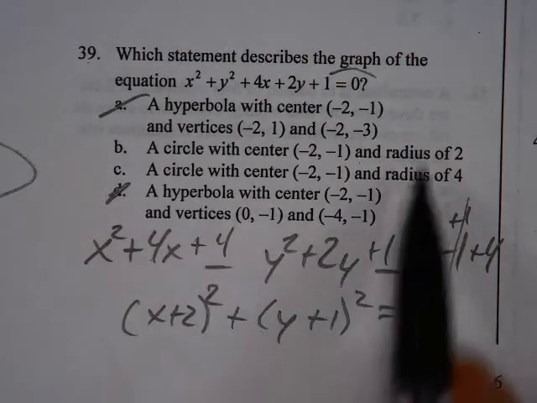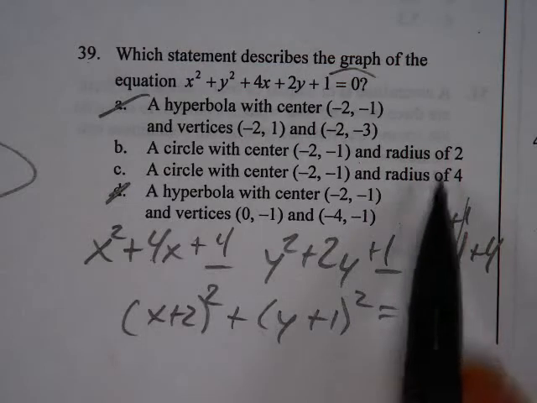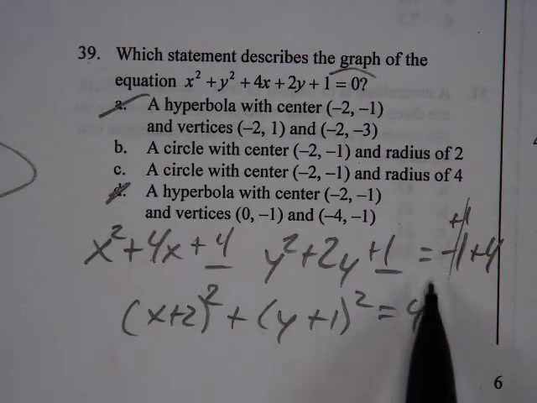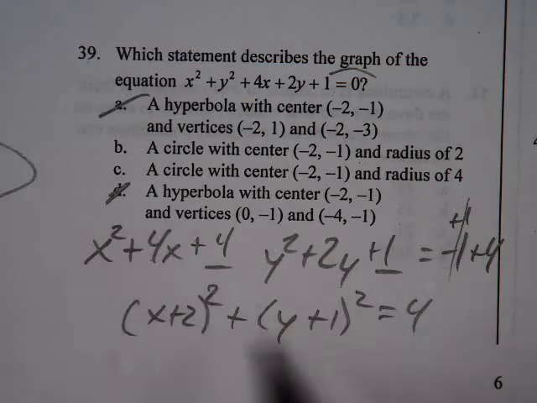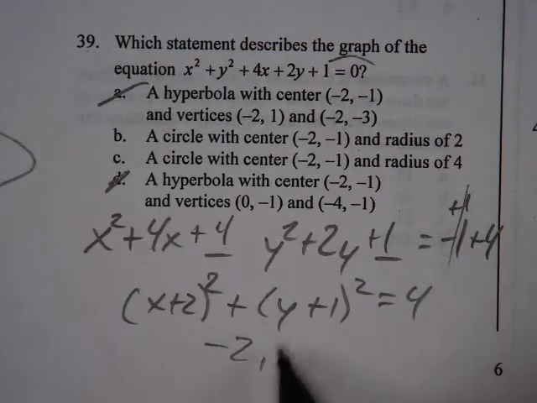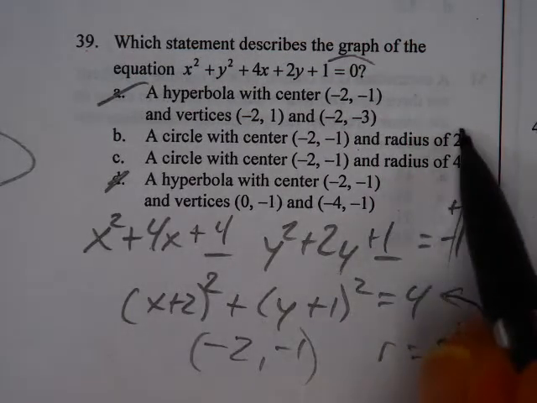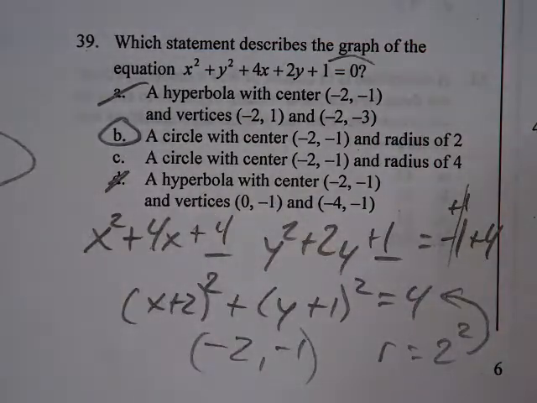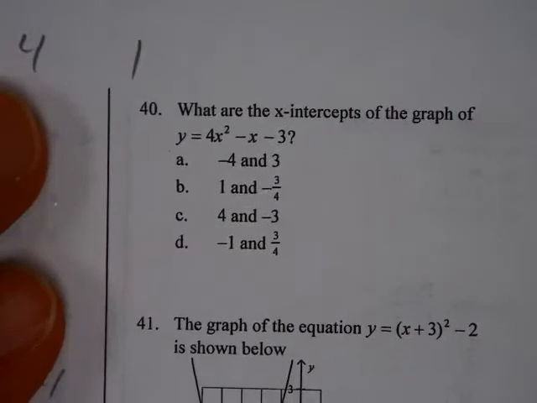So, is the radius 4 or is the radius 2? Well, you look at that and you think, oh, it's 4. Well, hey, yeah, as long as you don't remember that this right here is r squared. The center is definitely at -2, -1. The radius is equal to the square root of 4, so the radius is, in fact, 2. The answer is B. And the last thing we've got here is the x-intercepts of the graph.